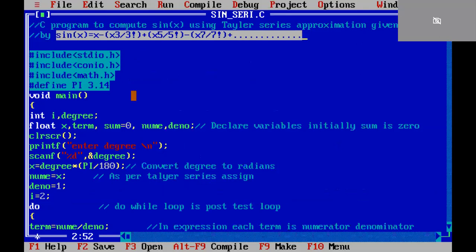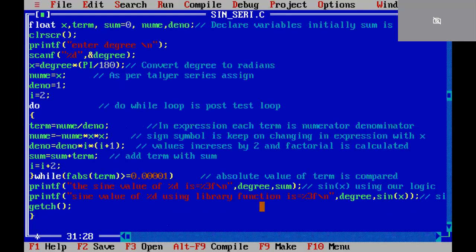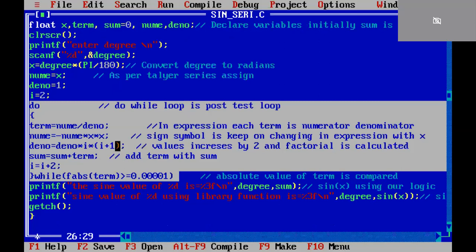So another statement here is the conversion of degree into radians, right? These are all the things you need to be aware of while executing this program. And you need to remember the do while statement, which is the important logic written into this program. Now compile this program.